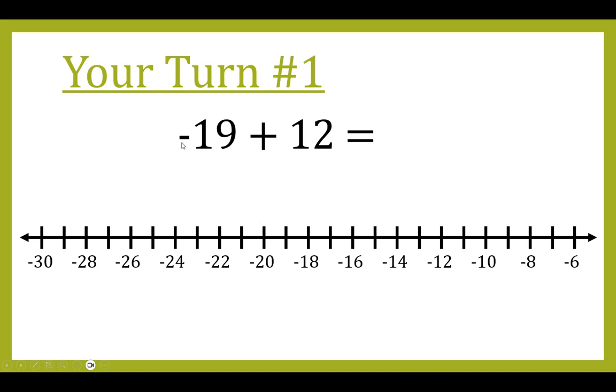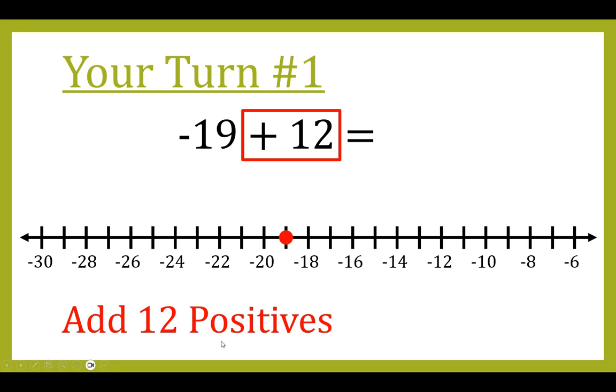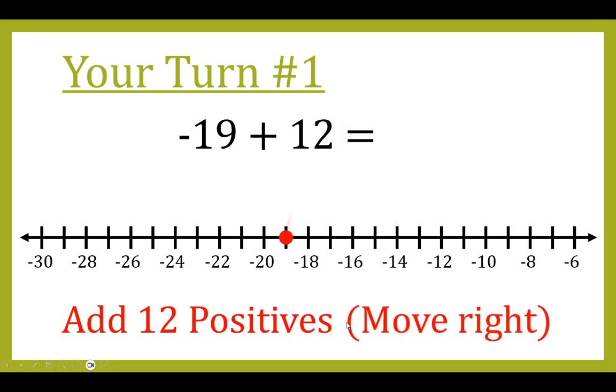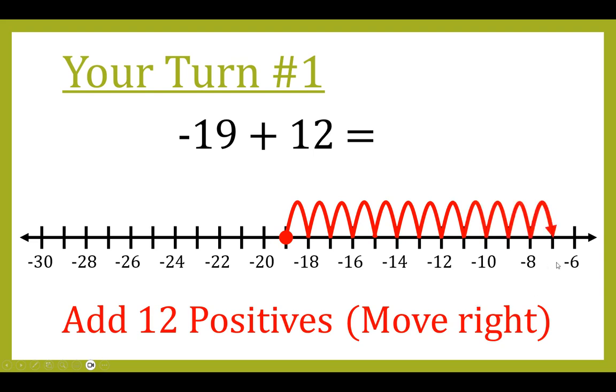All right, so here I have -19 plus 12. I'm going to start by locating -19 on the number line, and I'm going to put a dot right here. And then I am going to look at adding 12. If I'm adding a positive value, so adding 12 positives, that means I'm moving to the right. So here there's 1, 2, 3, 4, 5, 6, 7, 8, 9, 10, 11, 12. And I stopped right in between, and I know that this value is -7. Therefore, my answer is -7. So -19 plus 12 is equal to -7.